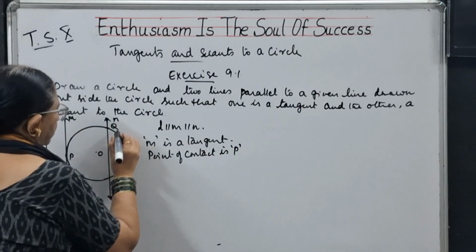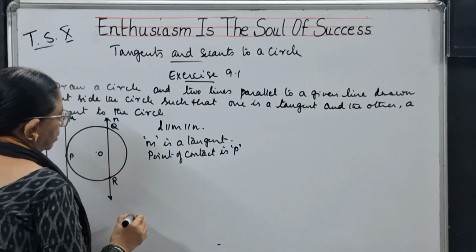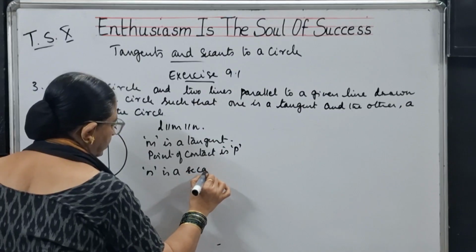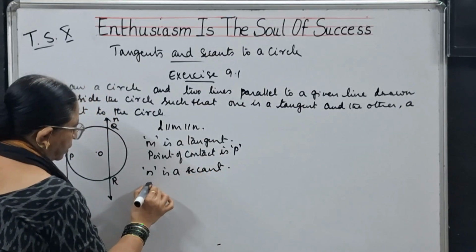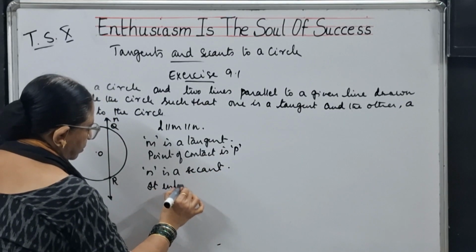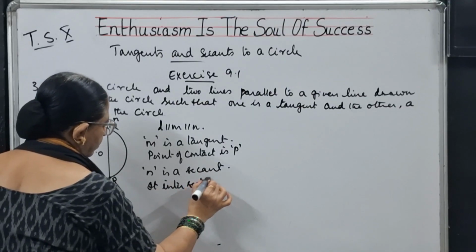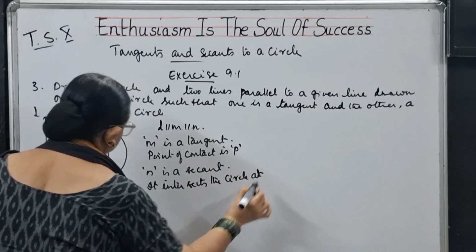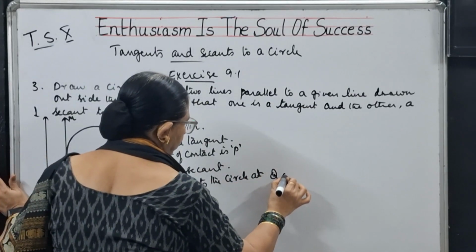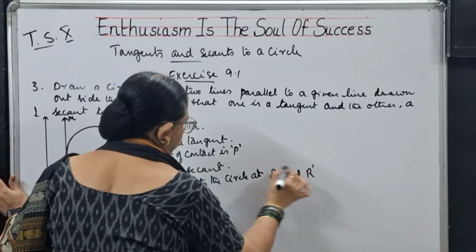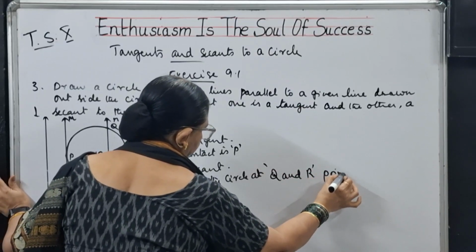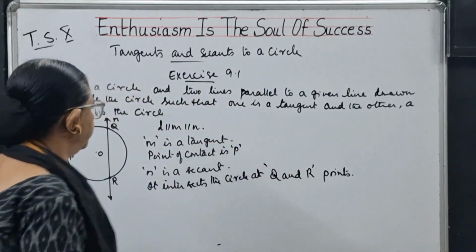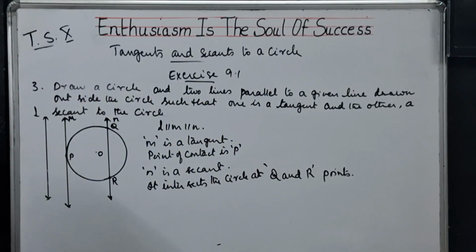Then you can say that Q and R are the points. N is a secant. It intersects the circle at Q and R points. So this is the solution of this problem, children. Please note it down. It is the third one.